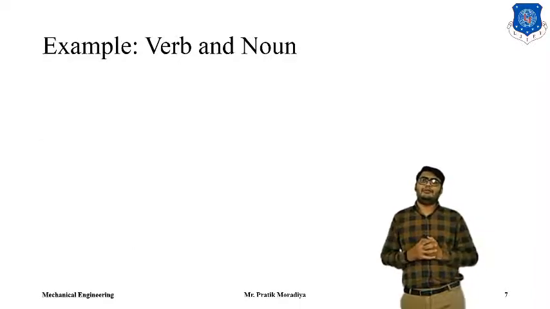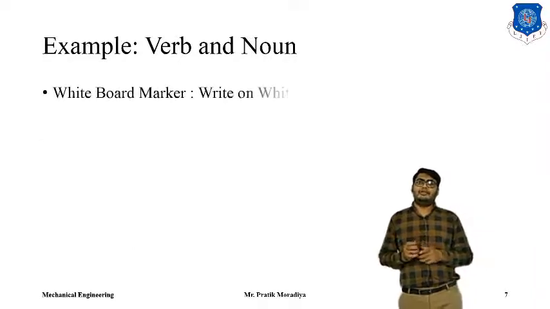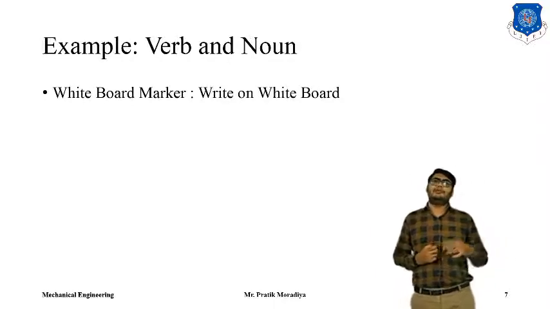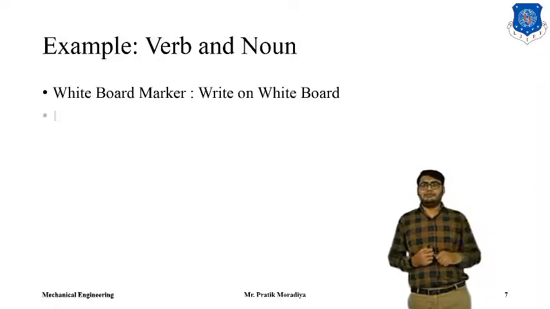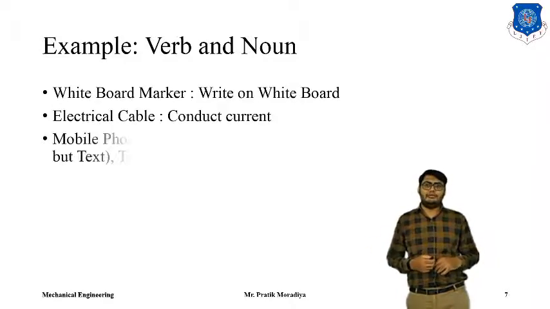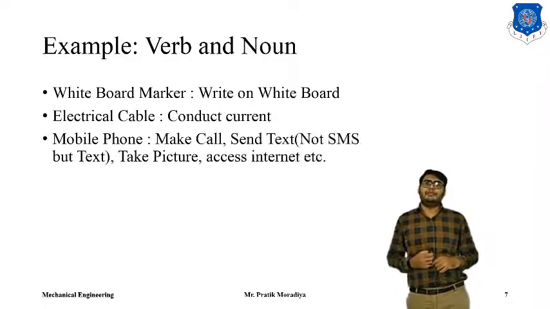Some other examples of verbs and nouns are given here. If a whiteboard marker is there, then the function will be write on whiteboard. If electrical cables are there, then their function is conduct current. If a mobile phone is there, then it has many functions such as make call, send text, take pictures. Here I have emphasized sending text, not SMS, only text.